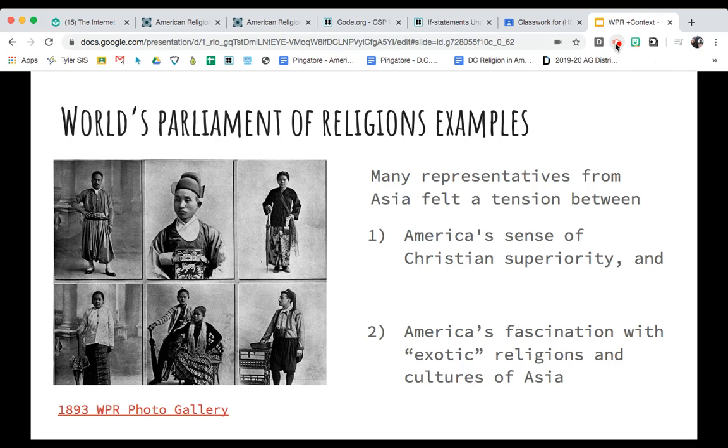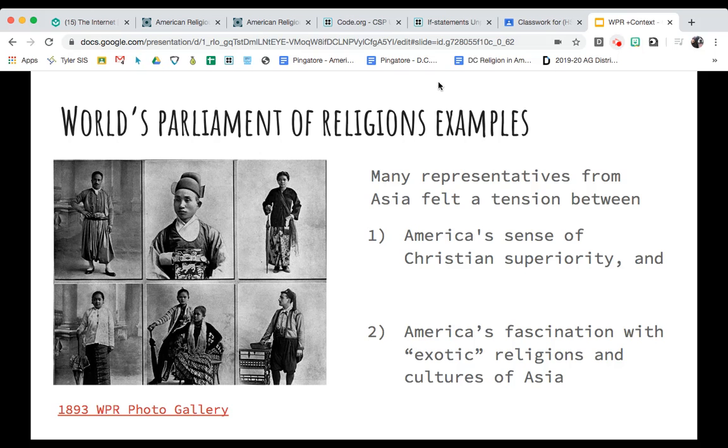These implicit goals, these implicit motivations for demonstrating American Protestant superiority and demonstrating this evolution, the people who attended the World's Parliament of Religions, particularly representatives from Asia, really picked up on that. We were not super subtle about it.